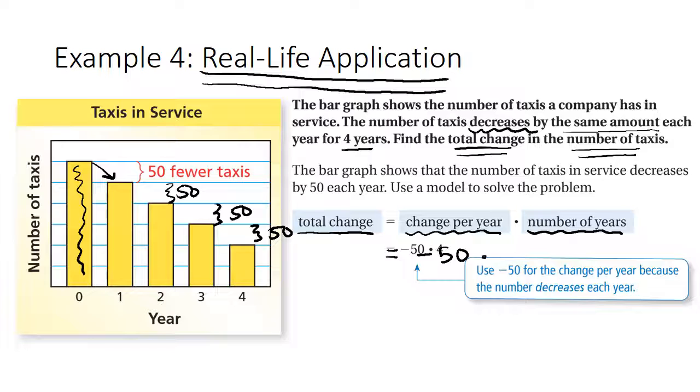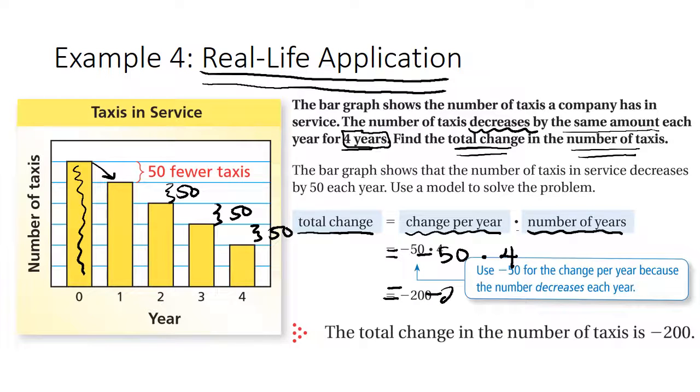And we're going to times that by the 4 years that we're looking at, because we're looking at it happening for 4 years. So that's our change per year, and that's the number of years that we're looking at. So negative 50 times by 4 is going to be negative 200. So the total change in the number of taxis was negative 200. They lost 200 taxis over the last 4 years.